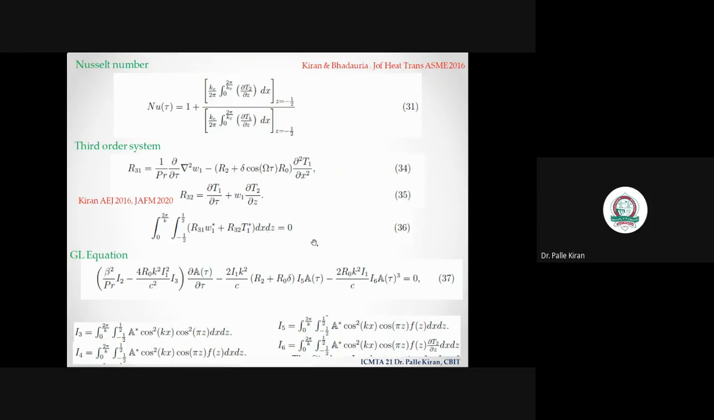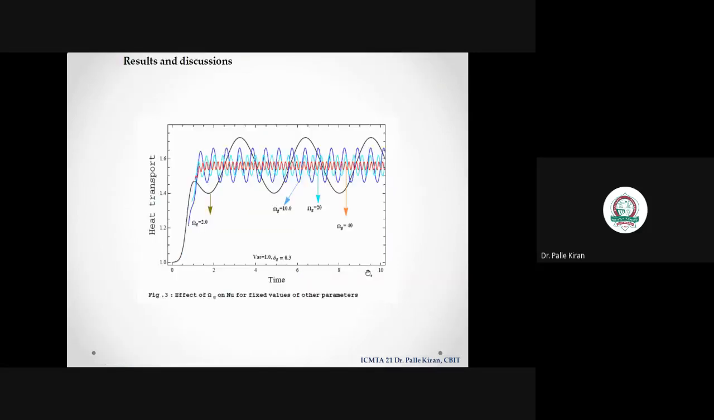So at this point, we arrive at the Ginzburg-Landau equation, involving the terms of finite amplitude A. And this A is found from this equation and substituted into equation 31, and we evaluate heat transfer in terms of the amplitude of convection varying with time. And solving this equation 37 using the shooting method, we generate the solutions. You see here, this is the Nusselt number, heat transfer, and this is the time variation.